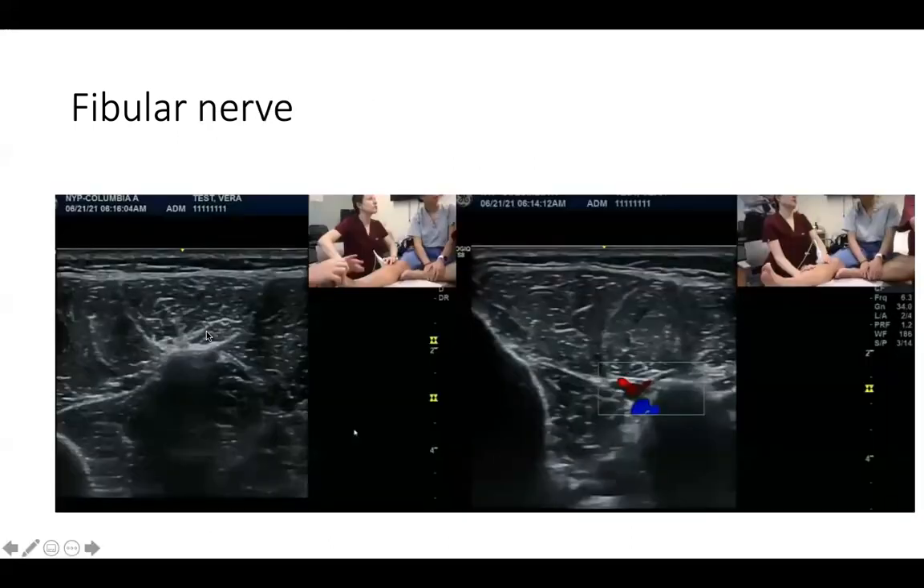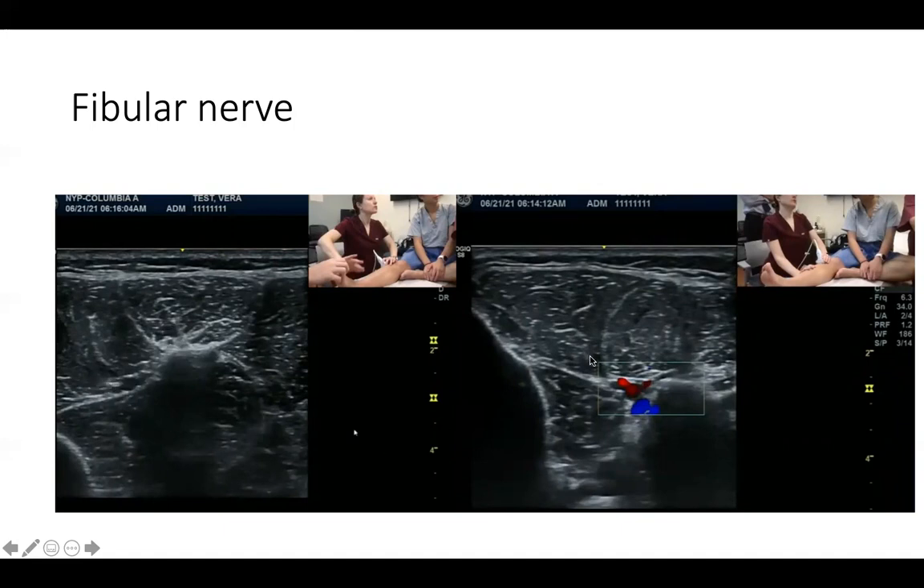So if we look at this video, this is the fibular, and these are the peroneal muscles. You can see there is a superficial peroneal nerve, and then the deep peroneal nerve is next to, or lateral to, the anterior tibial artery here, on top of the interosseous membrane, underneath the extensor digitorum longus and anterior tibialis.